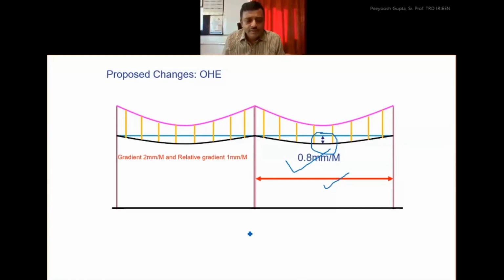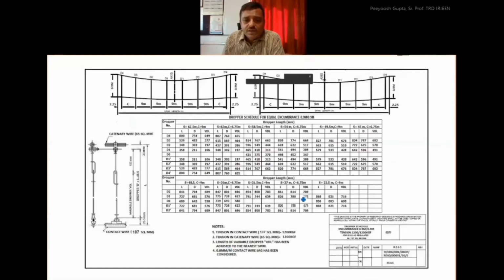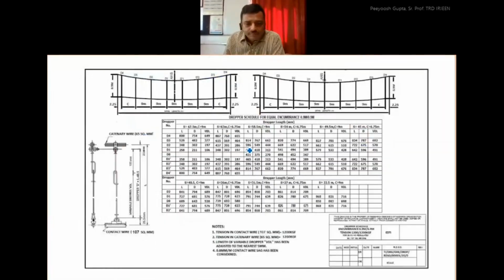So there will be a problem while implementing. What is that? Okay, we'll discuss in the next slide. When we have changed this pre-sag, we need to change our dropper schedule also. So RDSO has already given the dropper schedule for various encumbrance.